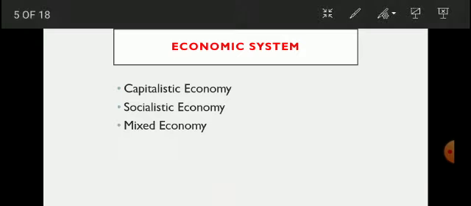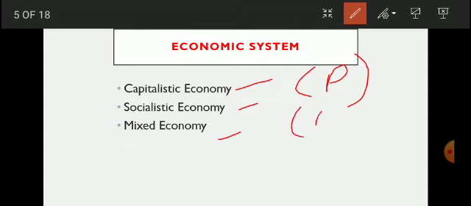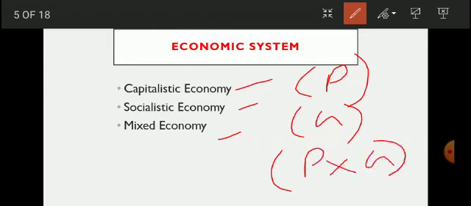So economic system. Economic system: the capitalist economy, socialist economy, mixed economy. Capitalist is nothing but it is fully private. Socialist is nothing but it's the government. Mixed economy is nothing but both the private and the government, and that is known as an economic system.